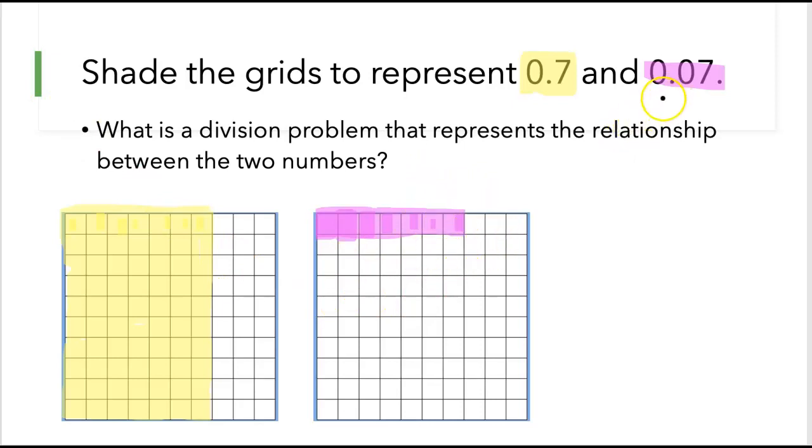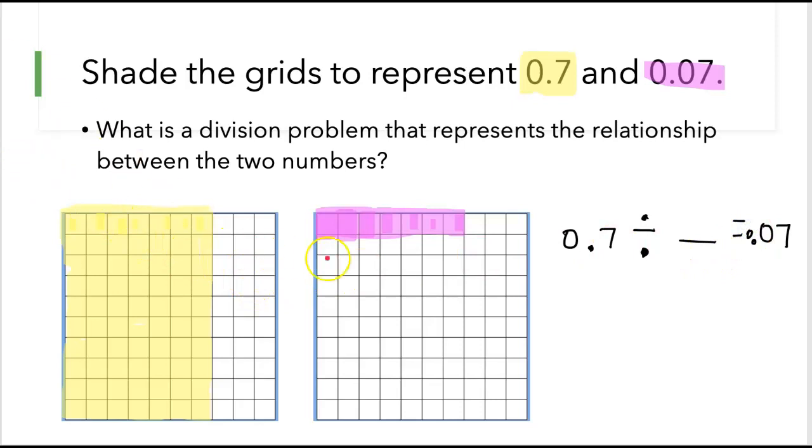Okay. So what would be a division problem that you think could represent the relationship between these two numbers? What do you think? I'll go ahead and tell you. We're going to be dividing. So if we're dividing, what would we be dividing by? 0.7 or 7/10 divided by something gives us 7/100. What do you think that is?